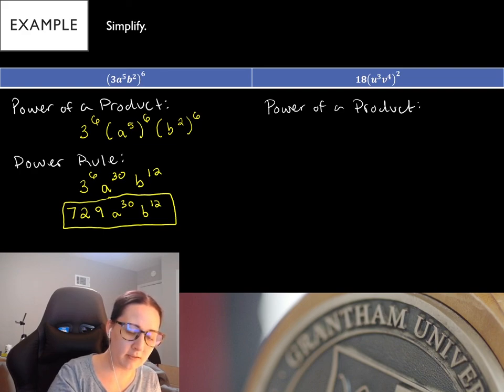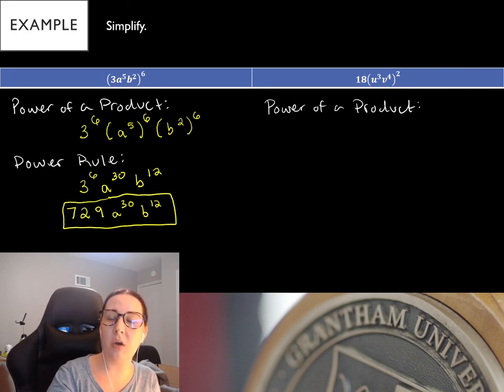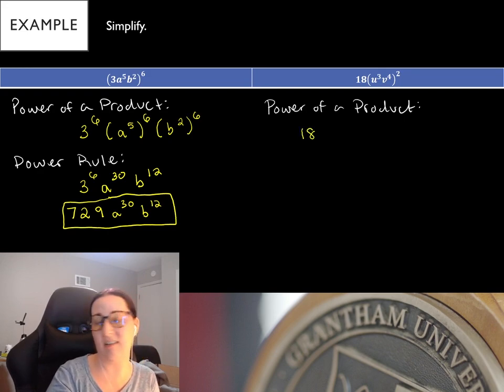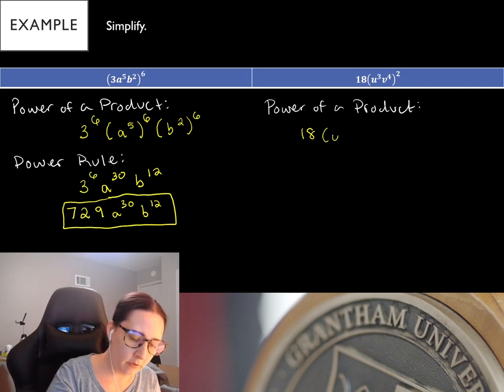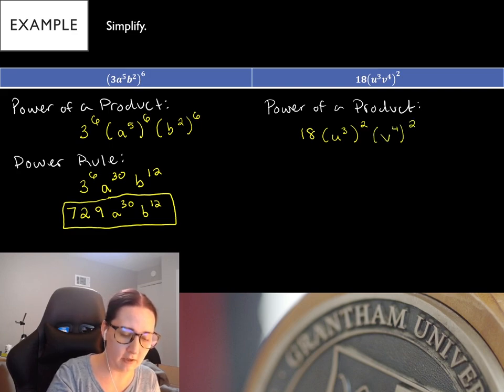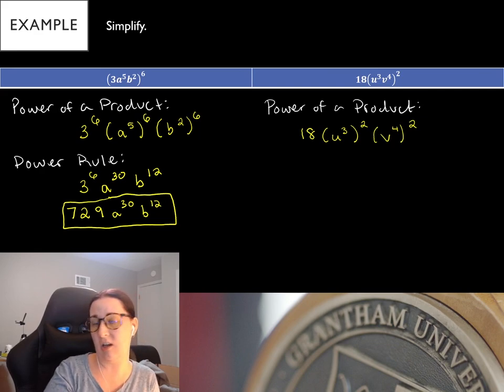So, this exponent of 2 only goes on what's inside the parentheses. So, the 18 is outside. It doesn't get that exponent. The exponent only applies to what is inside. So, you want to be very careful about that. So, the u to the 3rd is now getting another exponent of 2. And then v to the 4th is getting the exponent of 2. So that 18 didn't get anything because it's not in the parentheses. That exponent is not attached to that.